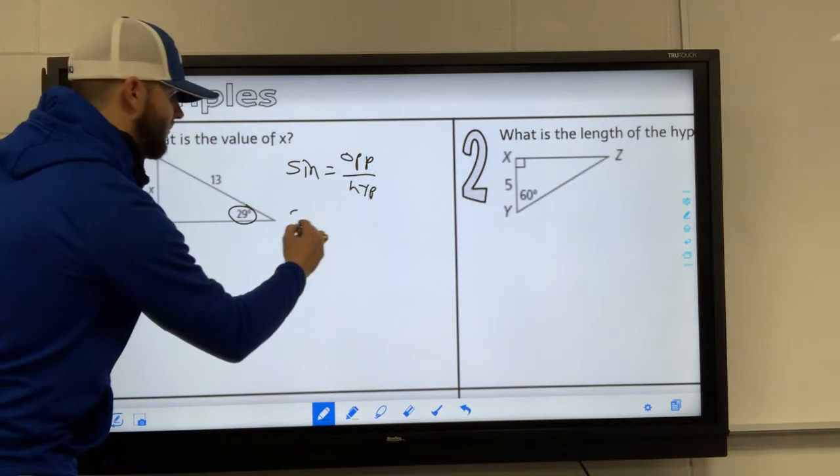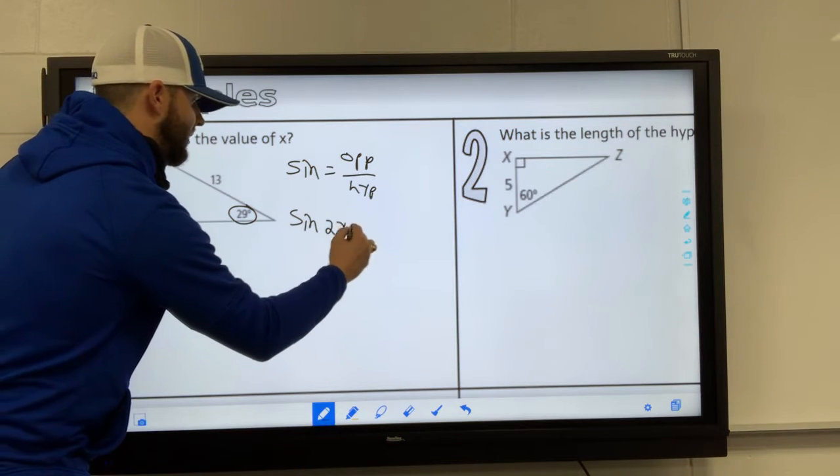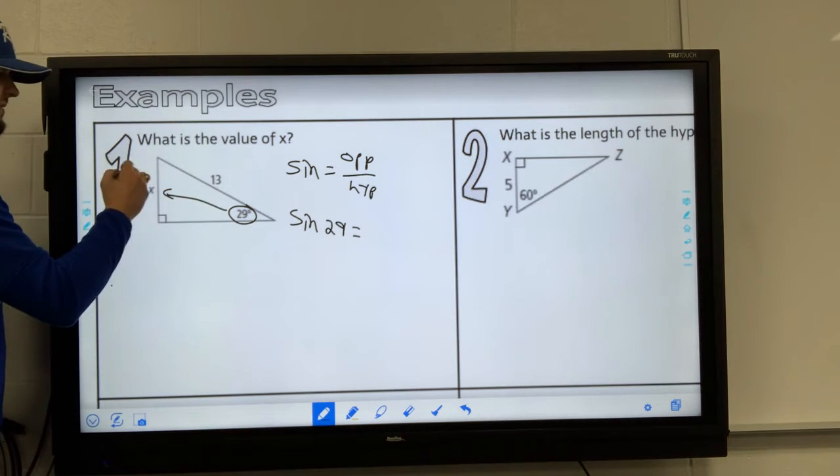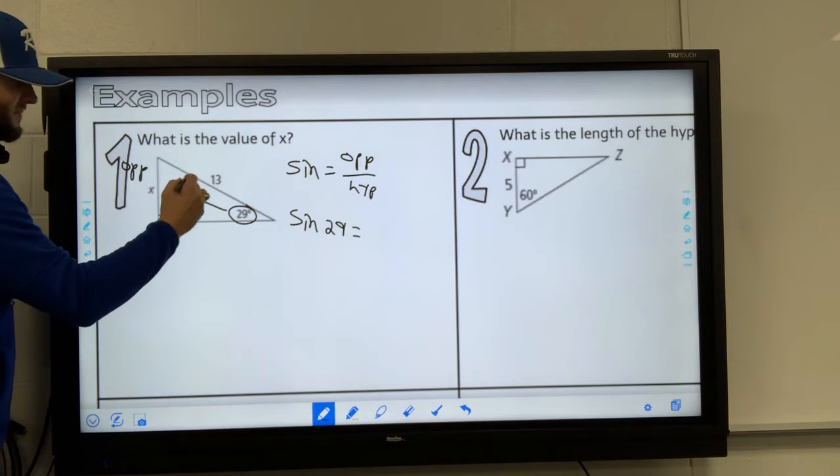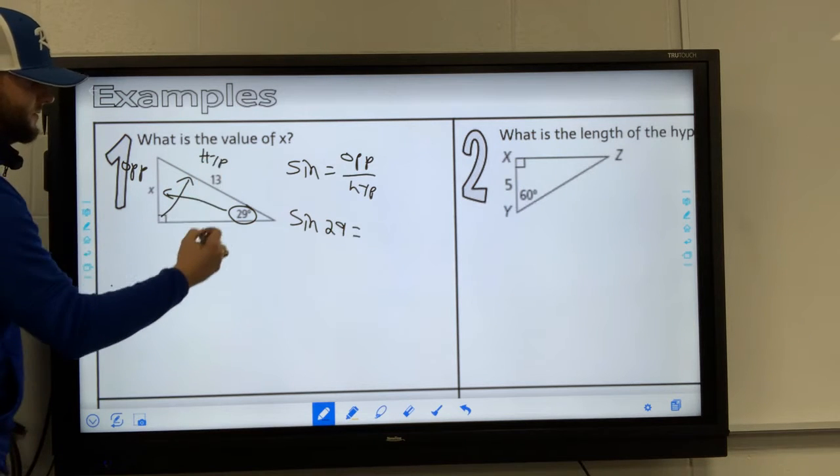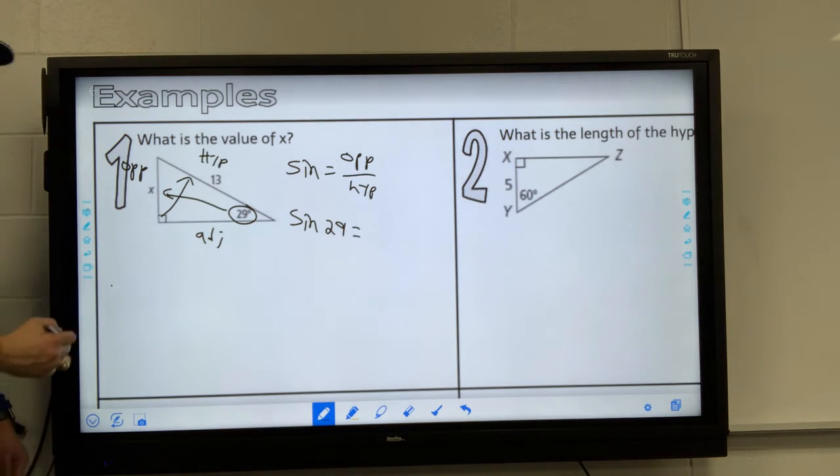This is what I'm working from. So the sine of 29, this is going to be my opposite side. Opposite the right angle is always your hypotenuse. And this third side down here is going to be my adjacent side.